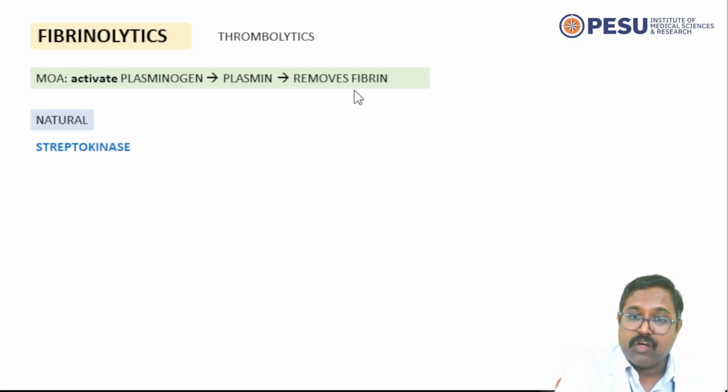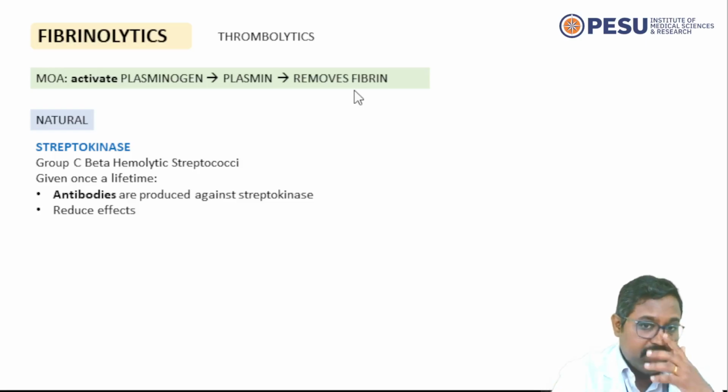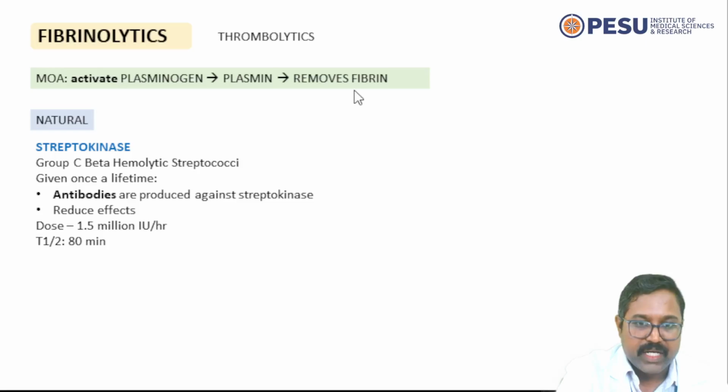So naturally we have streptokinase, which is obtained from group C beta hemolytic streptococci. Once given in a lifetime, there is a development of antibody against the streptokinase in an individual, and subsequently if you give streptokinase in an individual who has developed the antibody, it reduces the effects of streptokinase. The dose is 1.5 million international units per hour. The half-life is around 80 minutes.